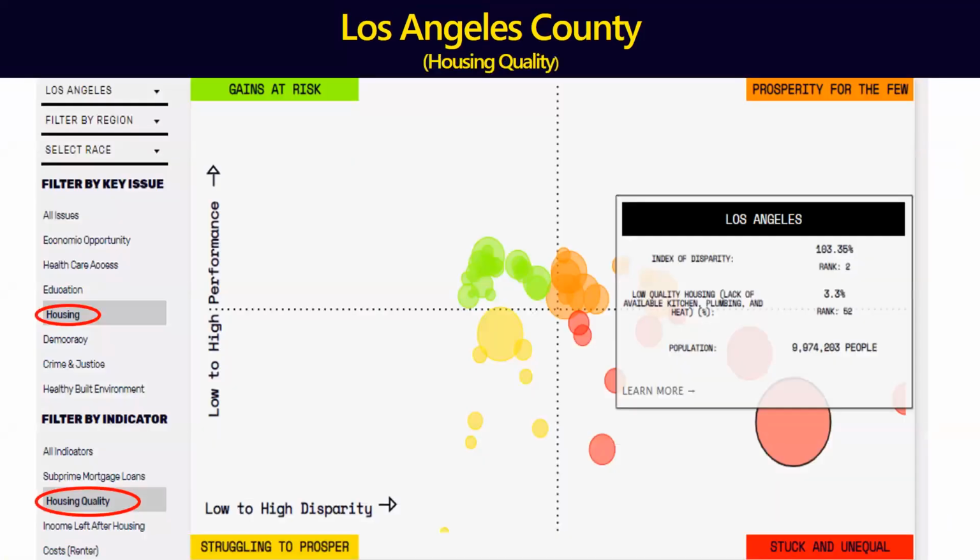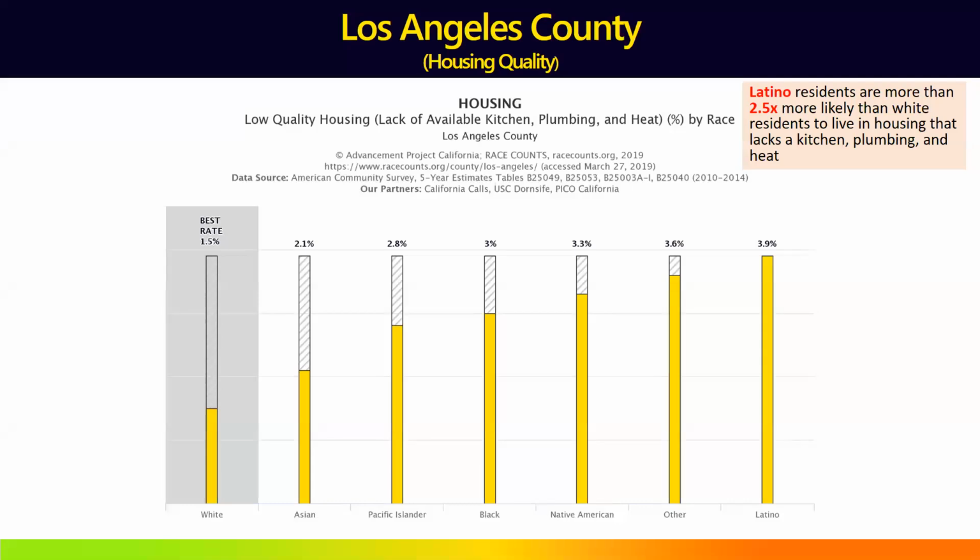If we move over to housing quality, we can see that Los Angeles once again moves from ranking 28th in overall racial disparity to number 2 in overall racial disparity for housing quality. We go to our bar graph. We can compare between groups and see that Latino residents are 2.5 times more likely than white residents to live in housing that lacks a kitchen, plumbing, or heat. I'll give you guys a moment there just to look at those rates.